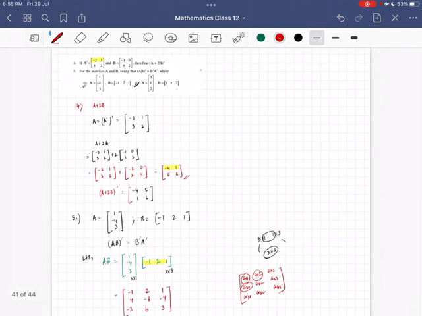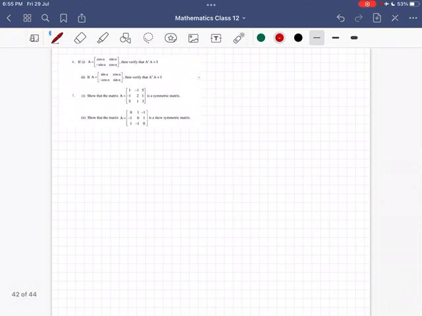So 5.1 and 5.2 will be the homework for you guys. Okay, let's do question number 6 now.